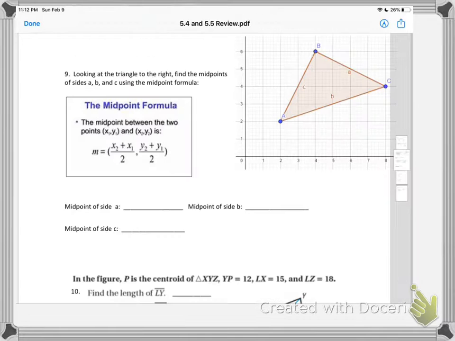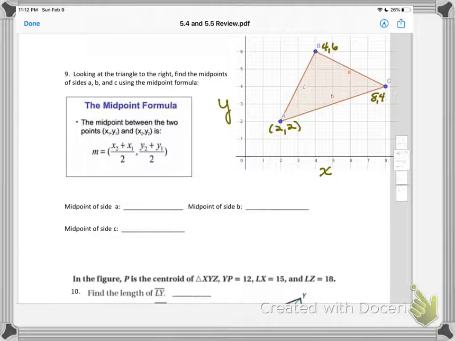Okay, so this problem says, looking at the triangle to the right, find the midpoints of sides A, B, and C using the midpoint formula. So the first thing I would do here is to write in your coordinate pairs. So X always comes first, and X is on the horizontal, and Y is on the vertical section. So point A is 2, 2. Okay, looking at point C, reading x first, that's 8, 4. And looking at point B now, reading x first, that is 4, 6.